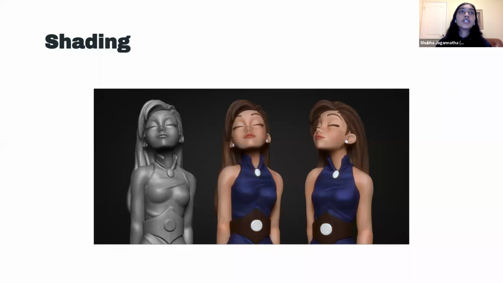After modeling comes shading. So shading is adding the color as well as the texture and materials reflectance properties so that you can go from just a 3D model to a fully functioning multi-colored, multi-materialed object.